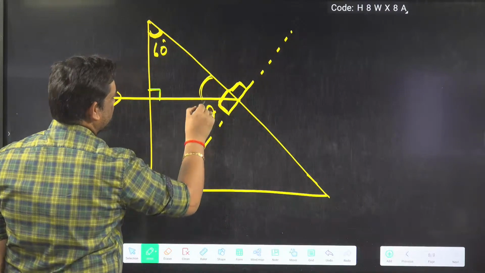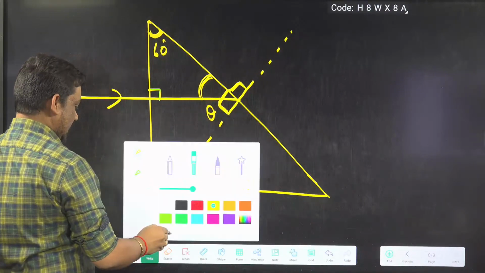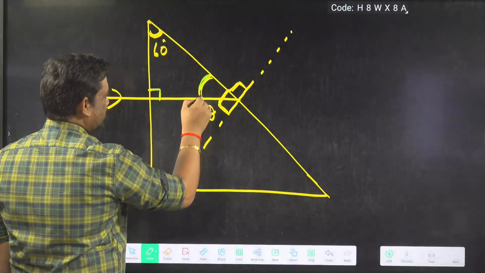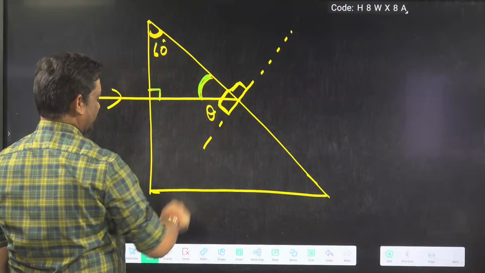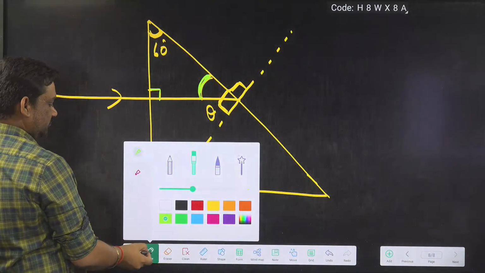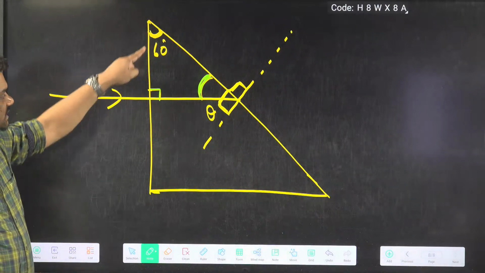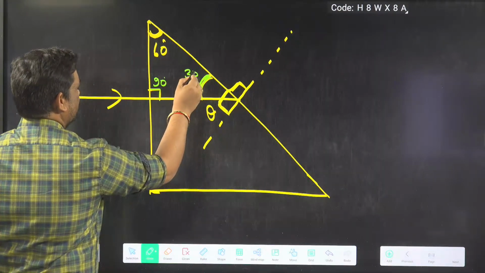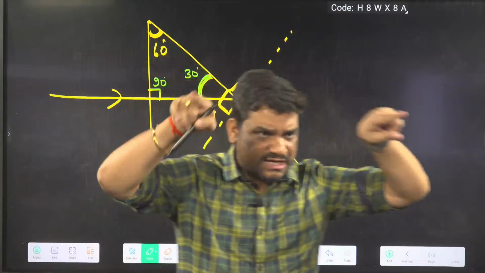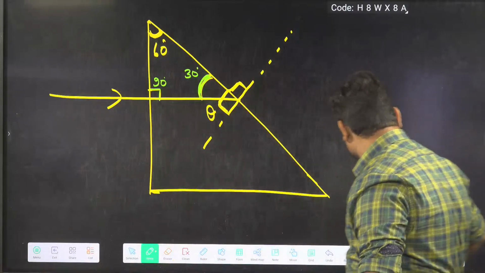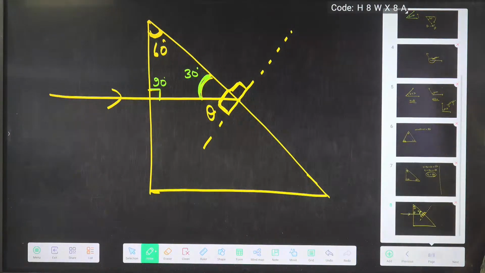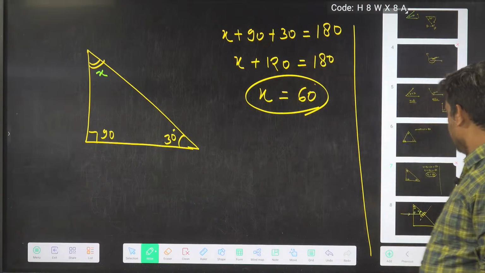What is this angle? First of all, you can tell this one. This angle I am asking. This is the 60, this is the 90, we know. So you can easily say this one is going to be 30. We can use what I have told before, x plus something. This way also you can do, x plus 90 plus 30, so we'll get the same answer.